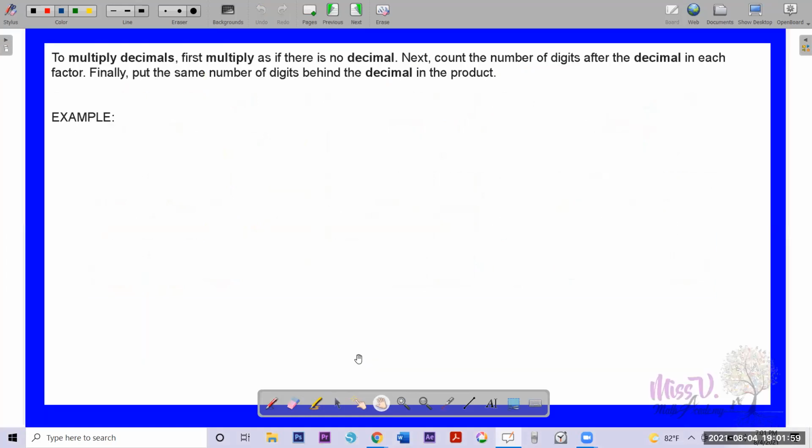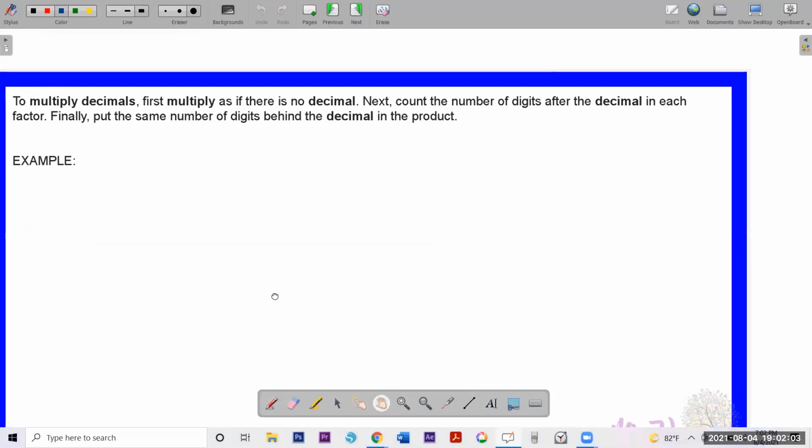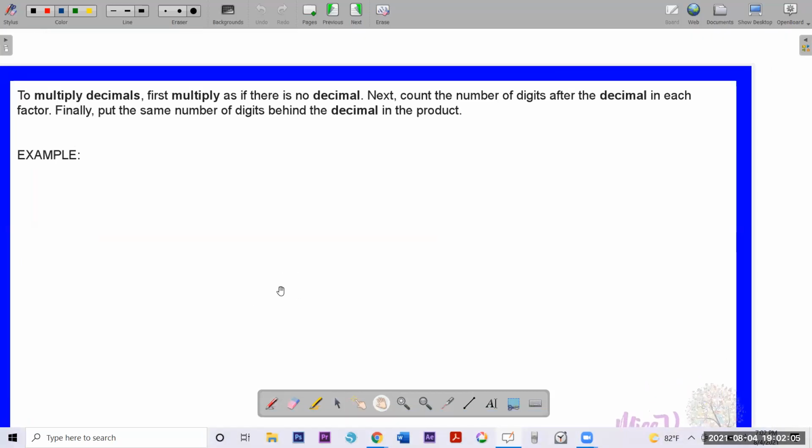All right, multiplying decimals. I need everybody to copy this down because this is another rule. It says to multiply decimals, first, you multiply as if there's no decimal. So you do your regular multiplication the long way. This is where the most important step is. Next, you count the number of digits after the decimal point in each factor, or each number. Finally, you put the same number of digits behind the decimal point.